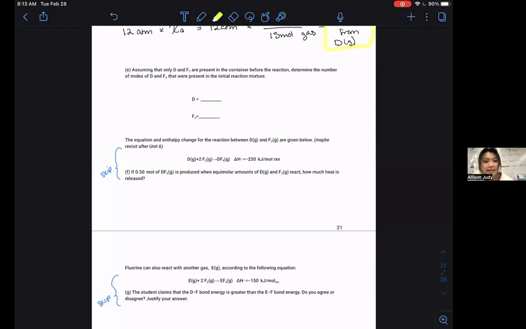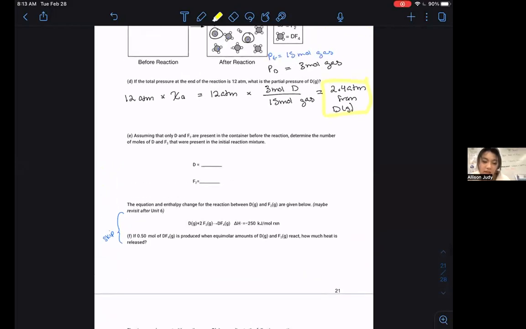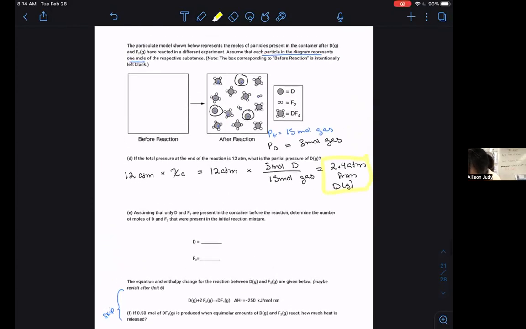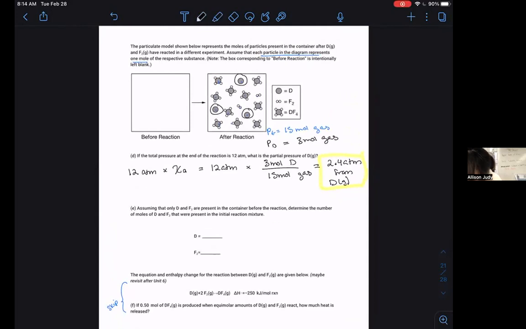All right, so now looking at the next part, we are told that, assuming that only D and F2 are present in the container before the reaction, determine the number of moles of D and F2 that were present in the initial reaction mixture. So we know that we created DF4. We created how many molecules of DF4? Let's highlight those. We created 1, 2, 3, 4, 5, 6, 7, 8, 9, 10 molecules of DF4, or 10 moles of DF4 were created according to this particulate diagram.